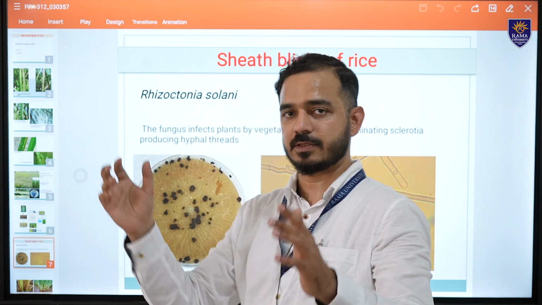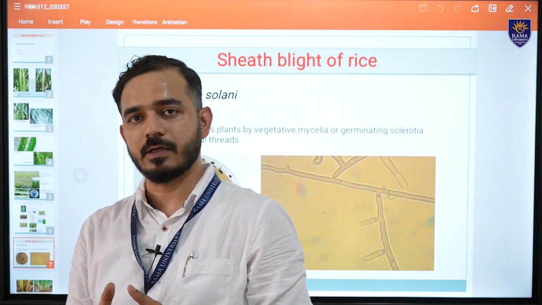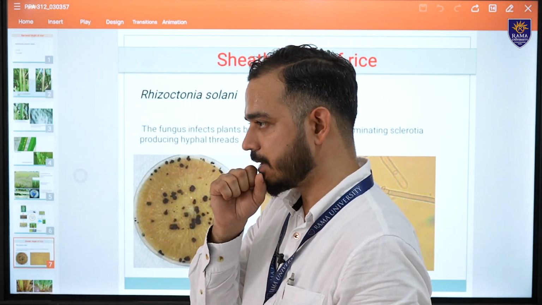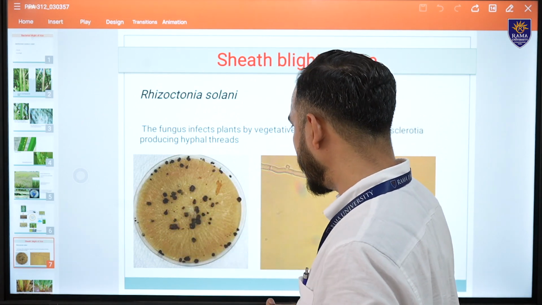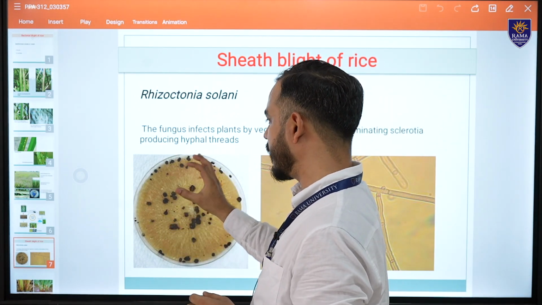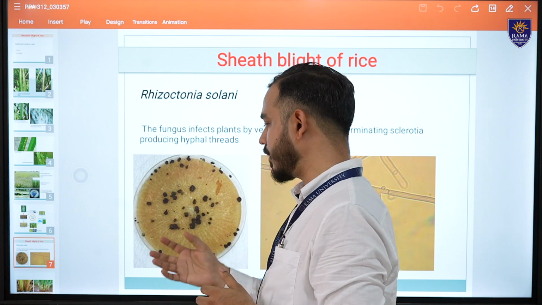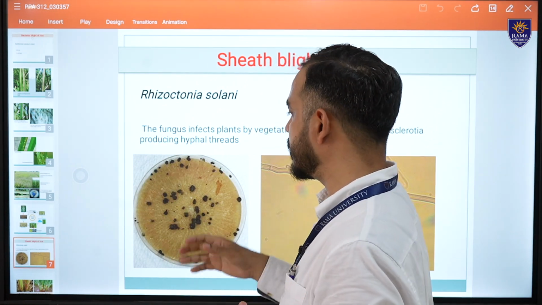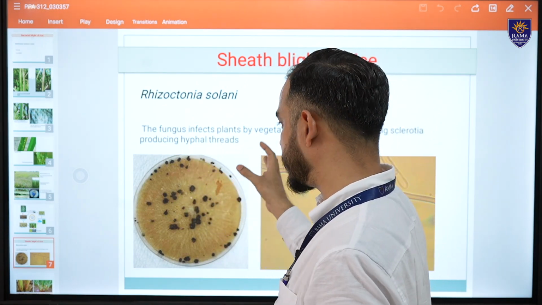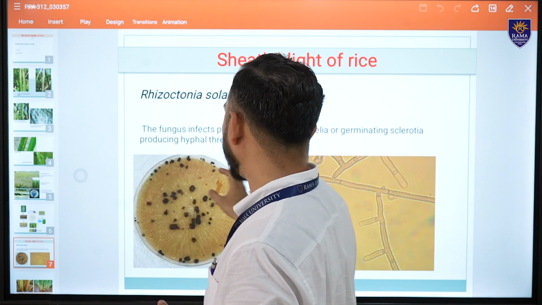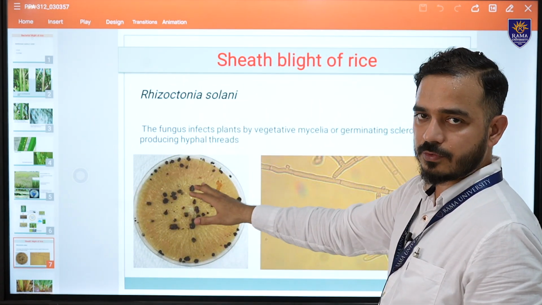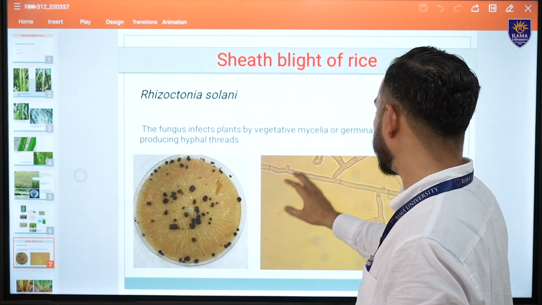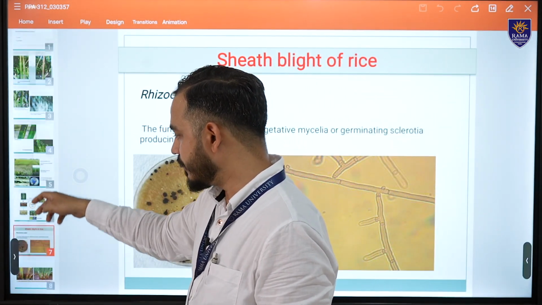These are sclerotia. Sclerotia is nothing but a modification of mycelium, an aggregation of mycelium into a compact mass, which ultimately turns into a round or oval shape, black or brown or dark brown in color. It is just an aggregation of lots of mycelium. The fungus generally survives through sclerotia in the field, and this is the mycelium of the sheath blight of rice.